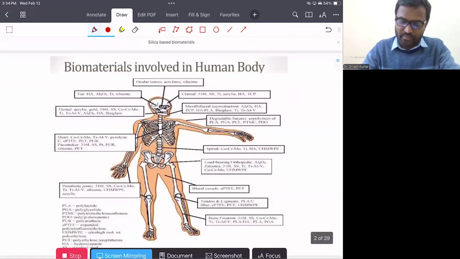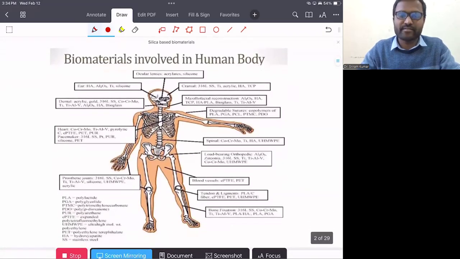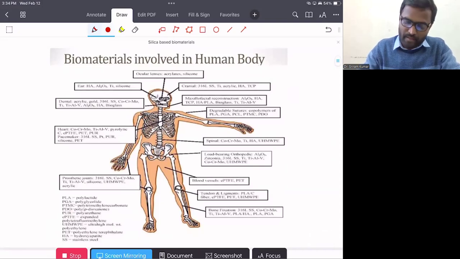So now let's start with the use of the biomaterials in our body. When we think about the biomaterials in our body, they can be used from head to toes. For example, if you want to change the color of your eyes, you can use different biomaterials, and based on that, we can change the shades of your eyes, maybe green, blue, or other shades.